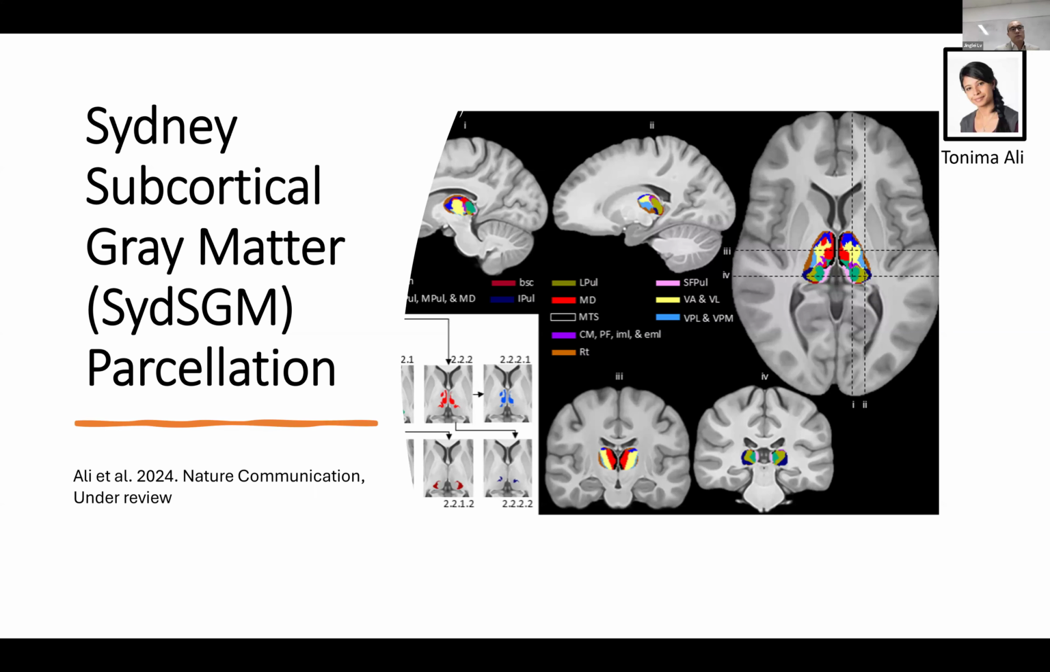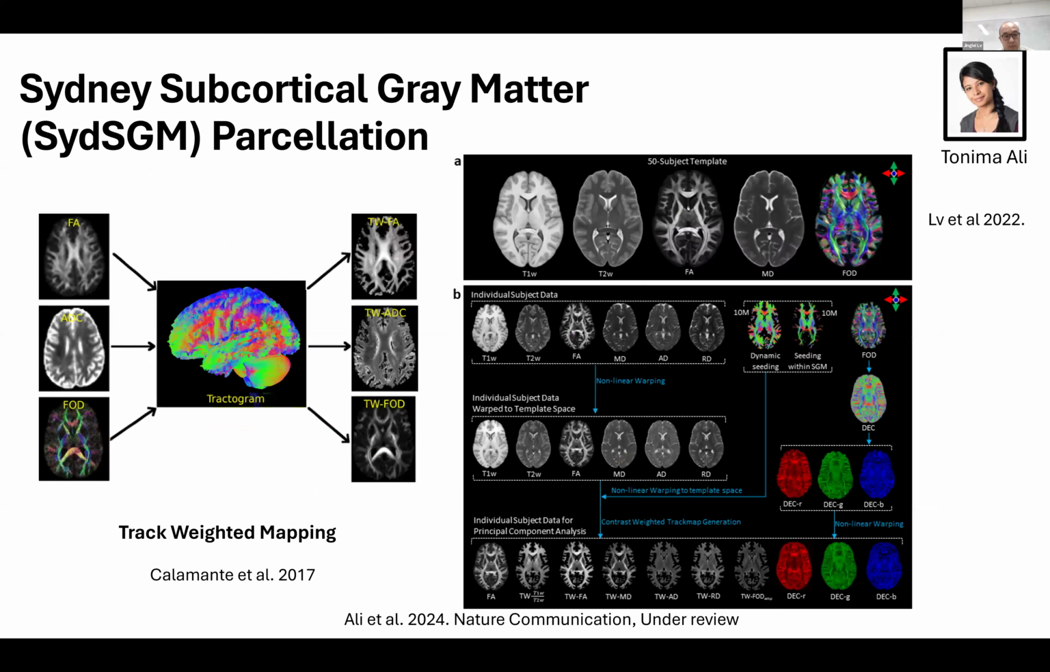Now let's look at the subcortical gray matter parcellation, another example, another application of our template. This work is led by my colleague, Tonima Ali, and this work is now submitted to Nature Communications. So here, we combine two technologies to better characterize each voxel in the subcortical brain regions.